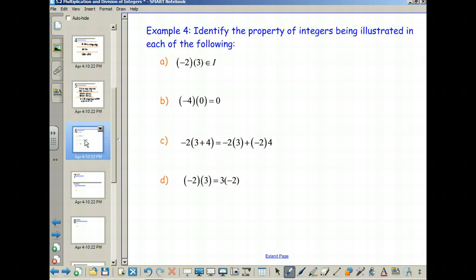All right, so these 4 problems ask us to identify the property that is being used. The first one says that negative 2 times 3, remember this number is an element of I, which is the integers. That is the closure property, right? An integer times an integer is an integer. Negative 4 times 0 equals 0 is the zero property.